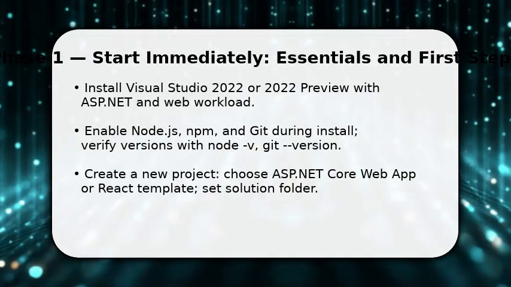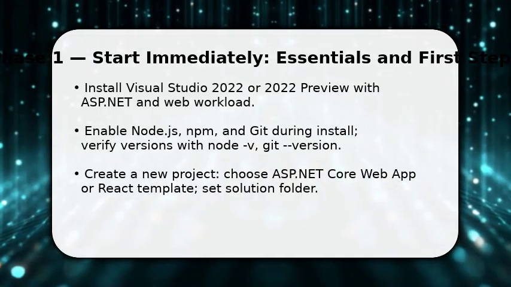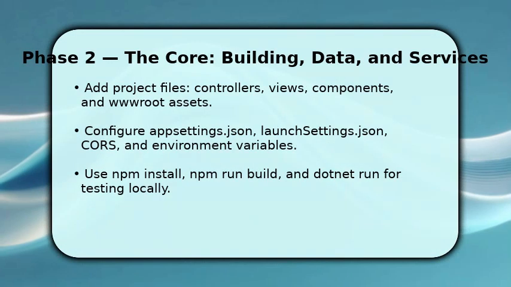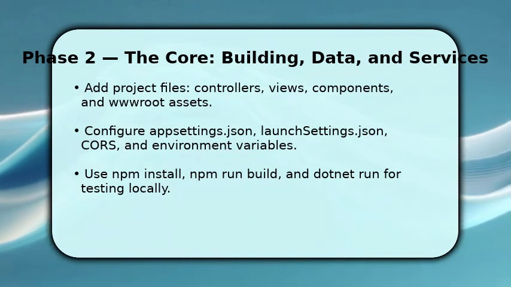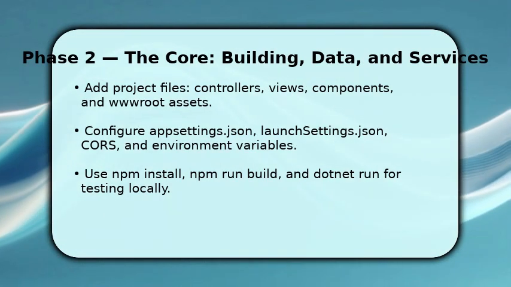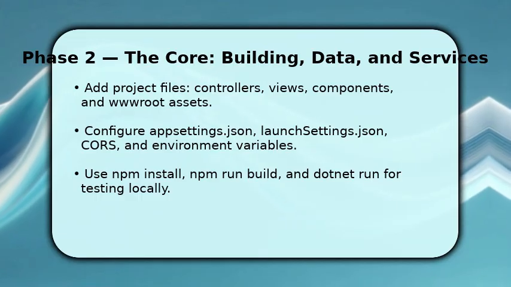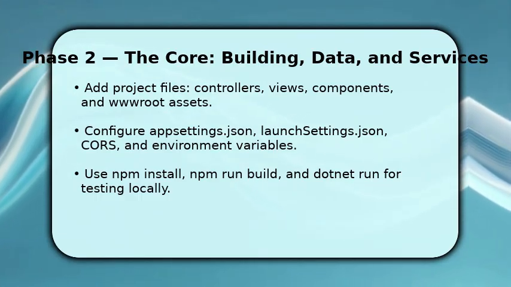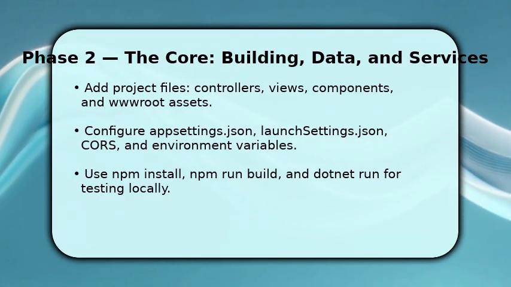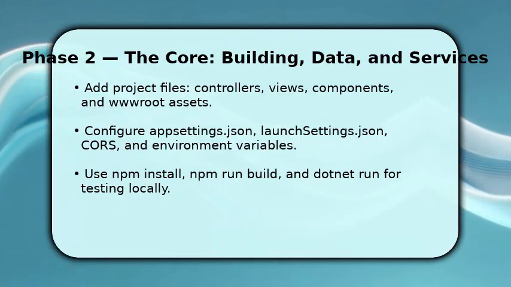Now you set up the detailed execution steps so the app runs predictably. Add controllers, views, or React components and place static assets into wwwroot, then configure appsettings.json and launchSettings.json for ports and profiles. Once set, handle CORS and environment variables so APIs communicate securely.